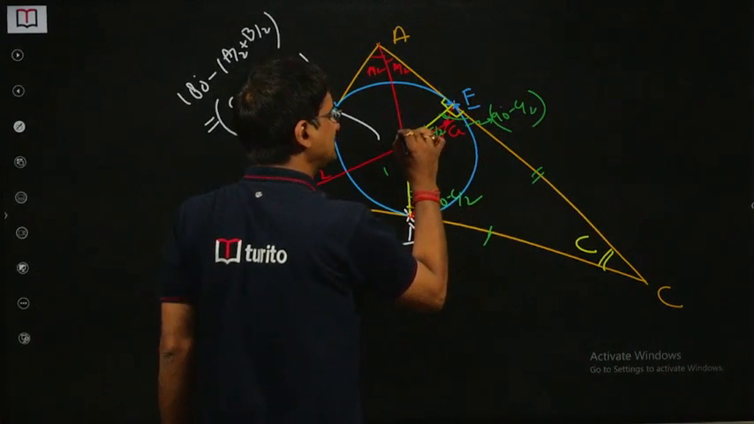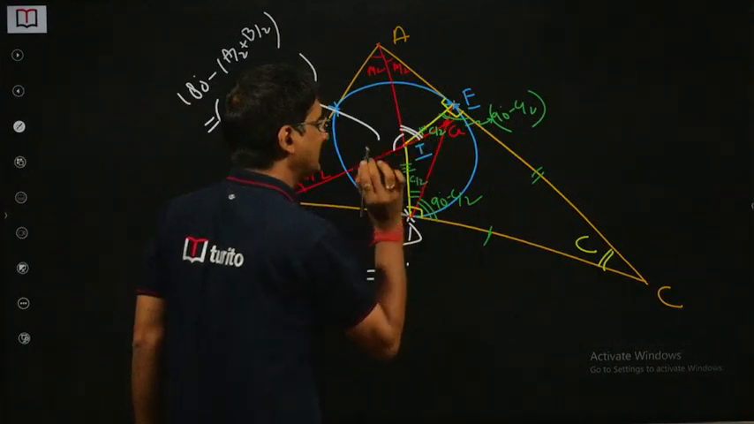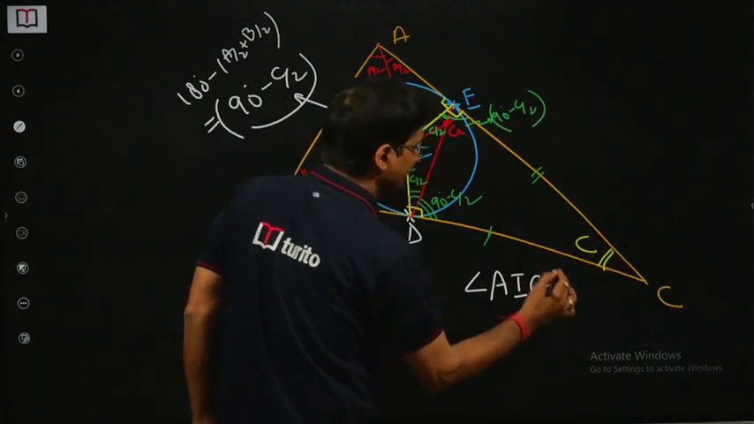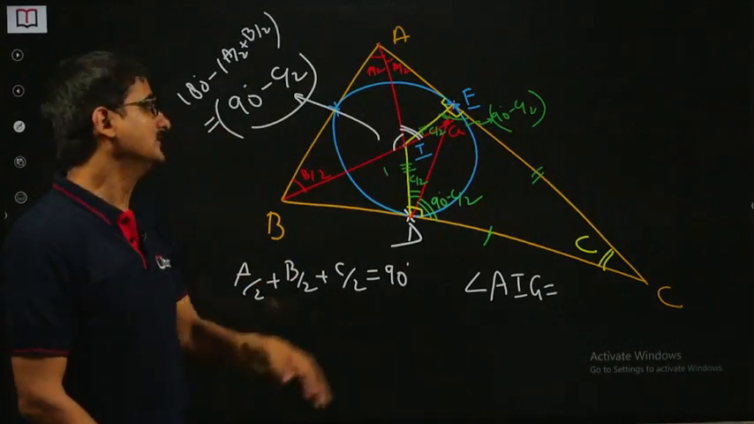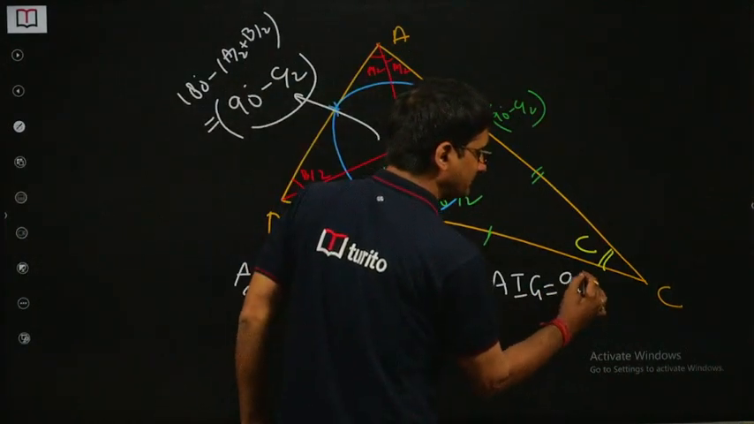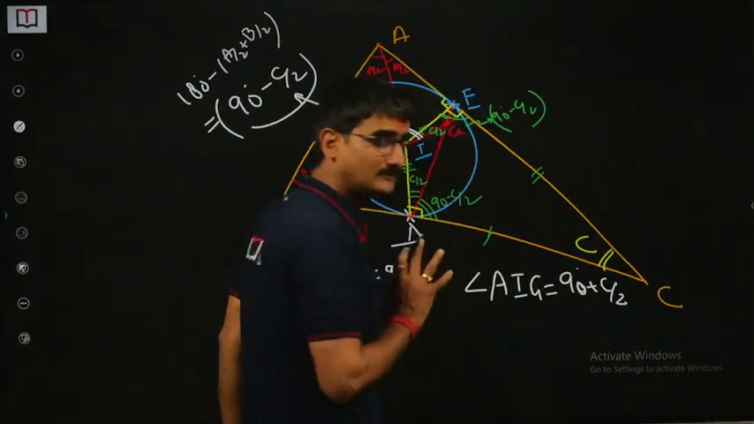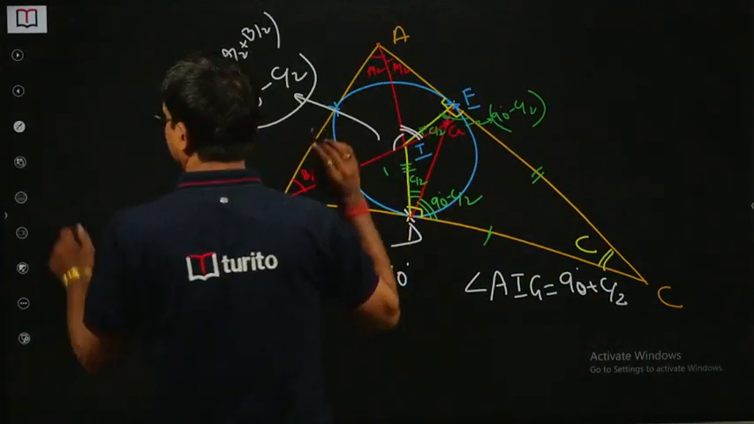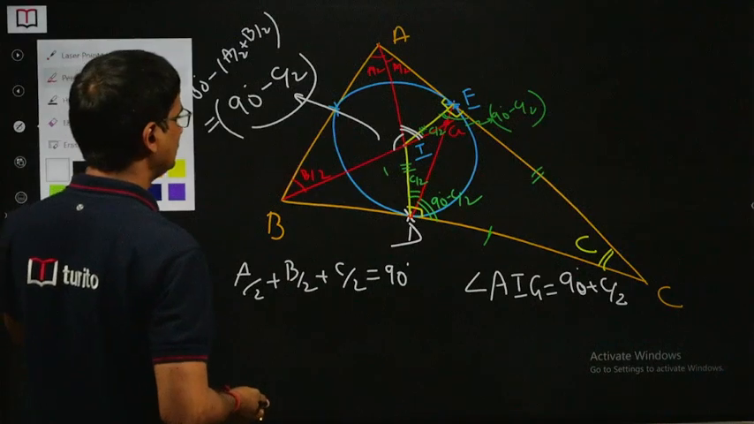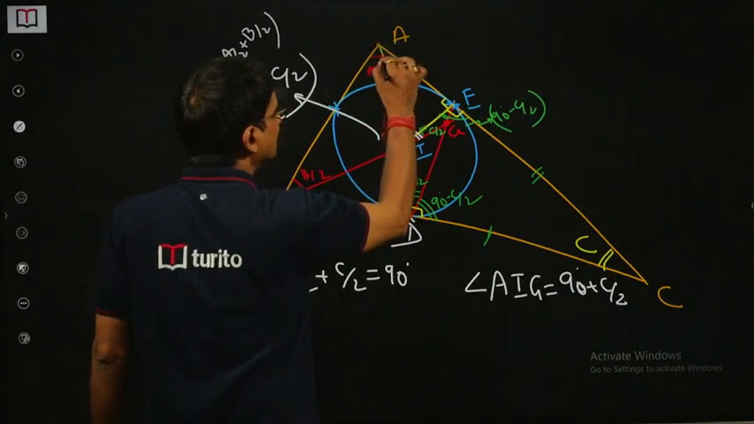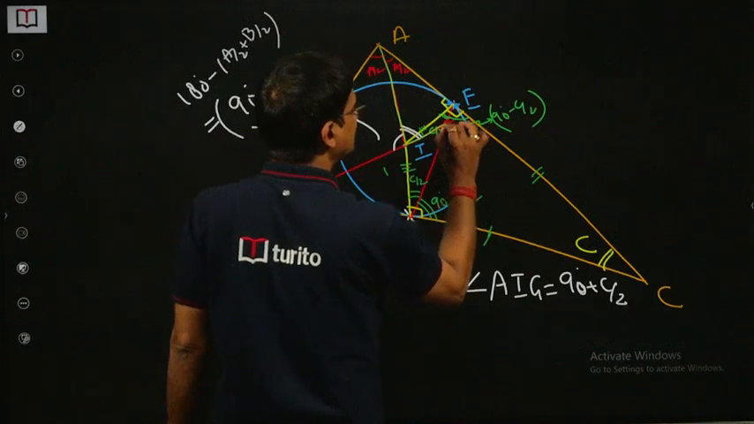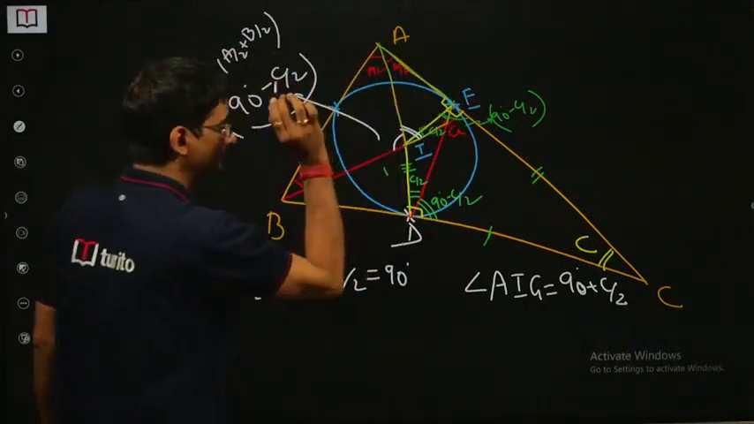What does that mean? That means this angle, which angle? Angle AIG. Since BG is a straight line, the angle sum has to be 180. They are supplementary angles. So with 90 minus C by 2, this is 90 plus C by 2. Now look at it carefully. Let me try it using some other color. Maybe this one.